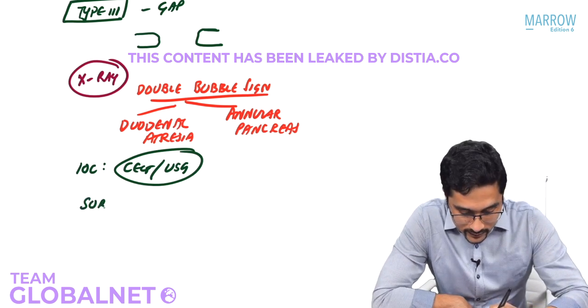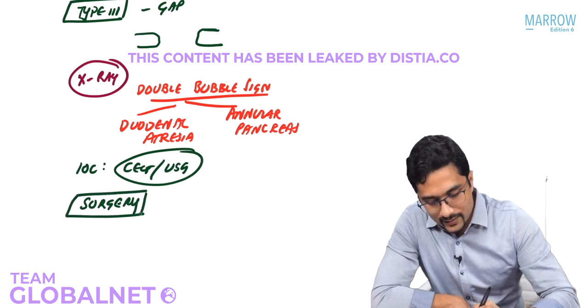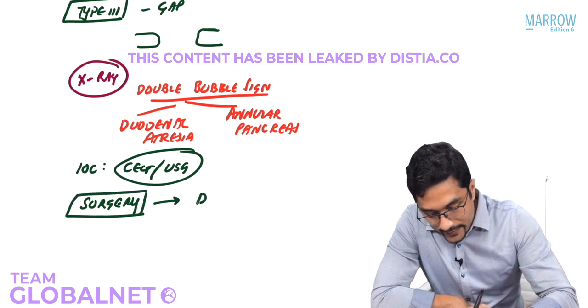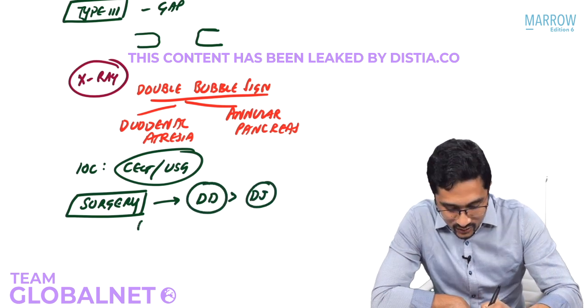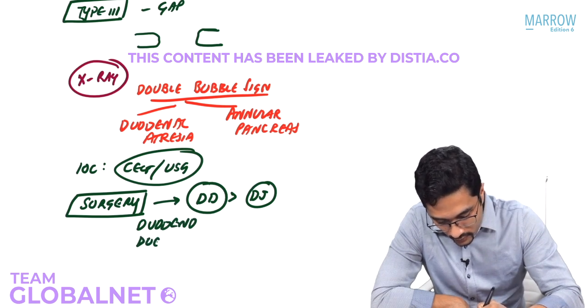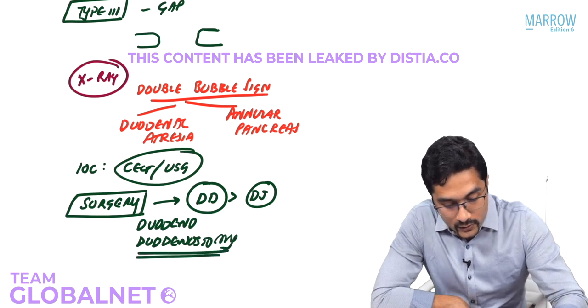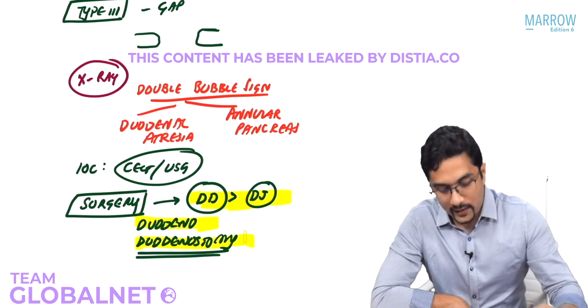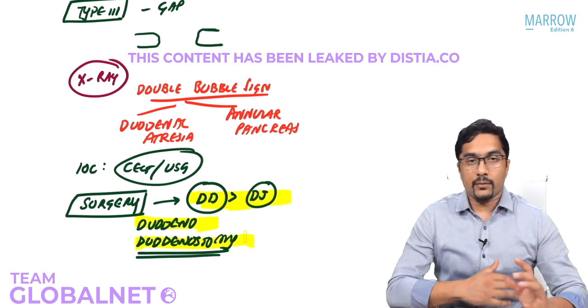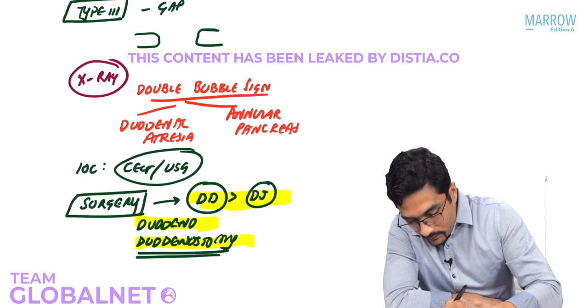The management is going to be surgery in both the cases, and the surgical treatment for both these conditions I've highlighted. DD is better than DJ. What do we mean by this? Duodenoduodenostomy is a better procedure than duodenojejunostomy. Please remember this. This has also been asked multiple times.